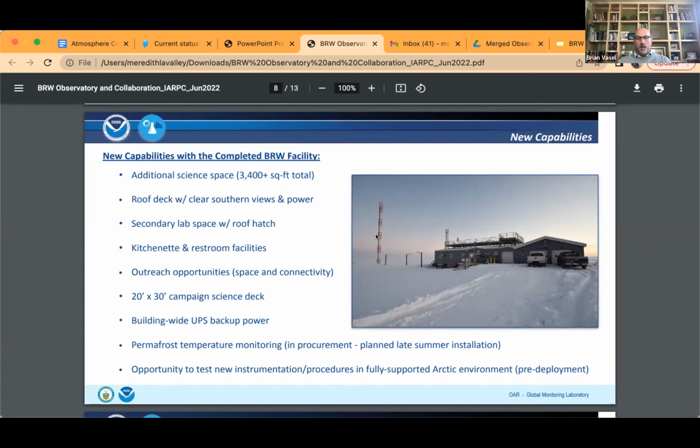We also installed a battery backup for the entire building. So we have a lithium battery that can run the facility for multiple hours, all the science. I mentioned the permafrost temperature strings we're looking to install. And we're really looking now to encourage other partners to test instrumentation, do Arctic science up along the North Slope with us. So next slide.